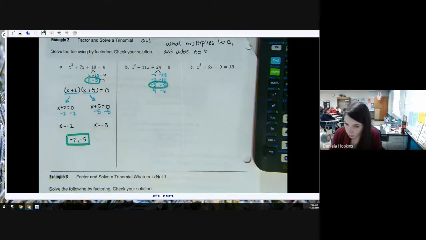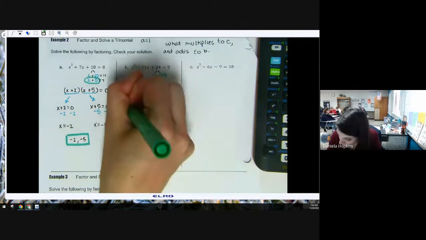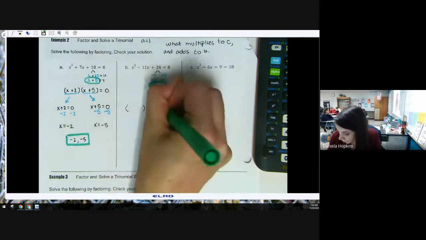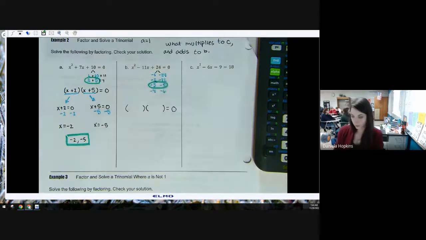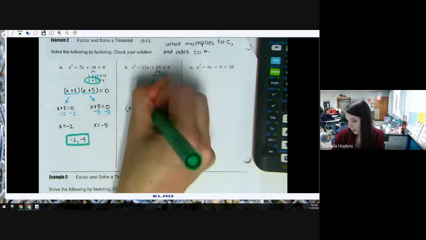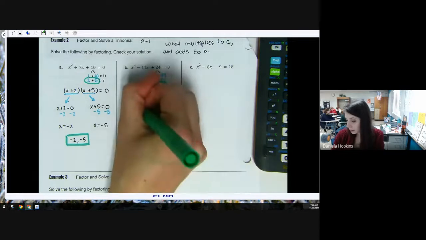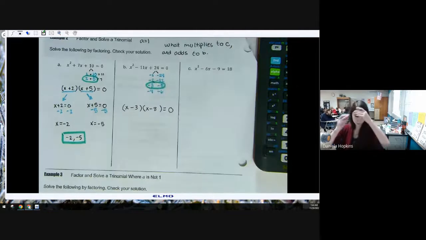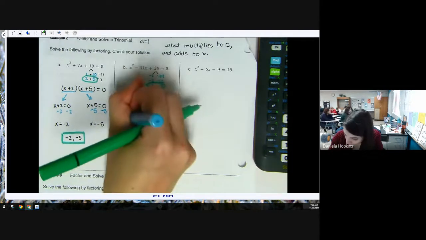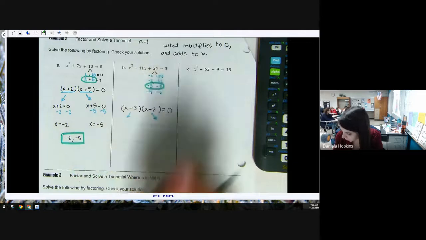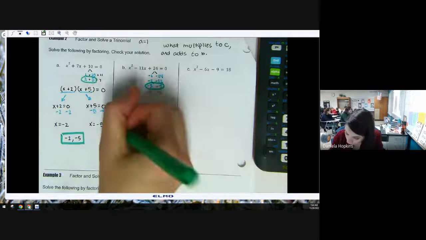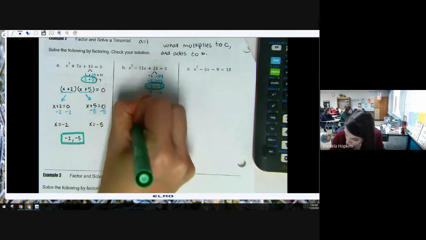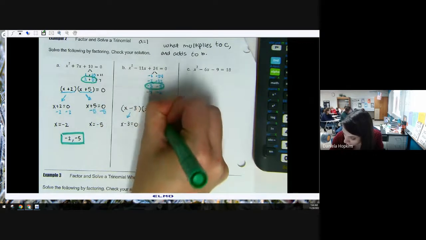So when I factor, I'll have my x's here. Now, since they're both negative, it's going to be x minus 3 and x minus 8. Then I'm going to separate them, and maybe you can already see that the answer will be positive 3 and positive 8. But if you need to do this step, and tomorrow we will have to, x minus 3 equals 0, x minus 8 equals 0.